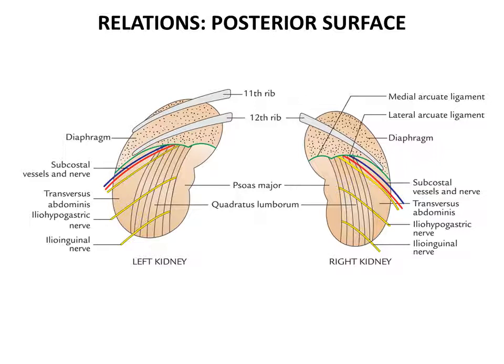In the lower part, three muscles from medial to lateral, psoas major, quadratus lumborum, and transversus abdominis, and three nerves from above downwards running downwards and laterally, subcostal nerve accompanied by the vessels, iliohypogastric nerve, and ilioinguinal nerve.